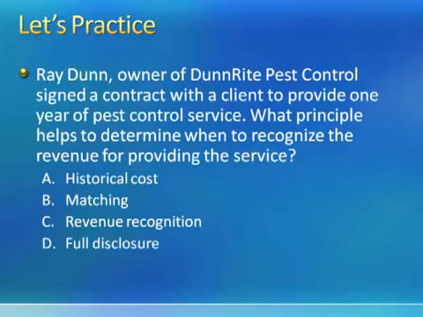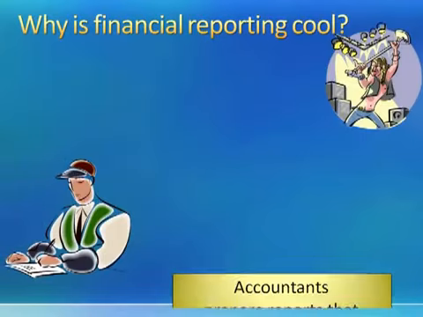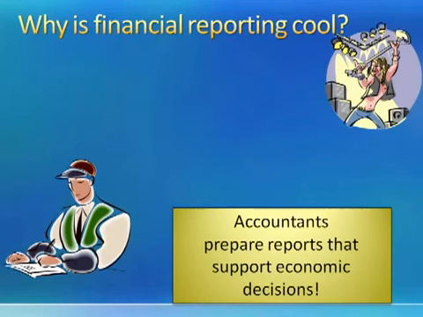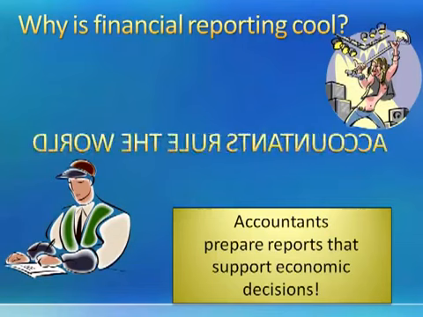We just discussed each of these, and we know that revenue recognition deals with when to report revenue in the income statement. Revenue is reported in the income statement when it is earned or when the good or service is provided. So wrapping things up, why is financial reporting cool? Accountants prepare reports that support economic decisions. That means accountants still rule the world.